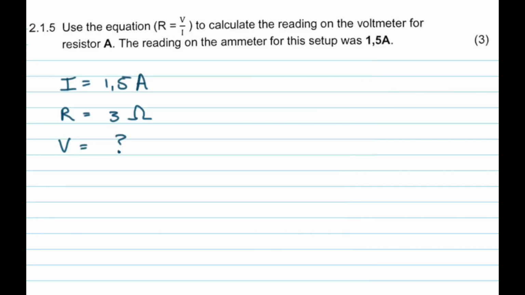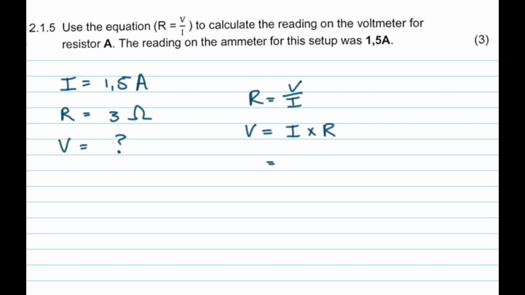Now we're going to start our calculations, and the first part is to write down our formula. But the formula they gave us is actually the formula to work out resistance. We have to manipulate it a little bit so that it gives us the potential difference. So we're going to take R equals V over I, and manipulate it so that we can get V equals I times R.